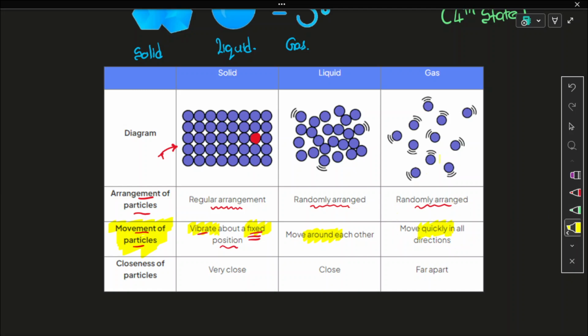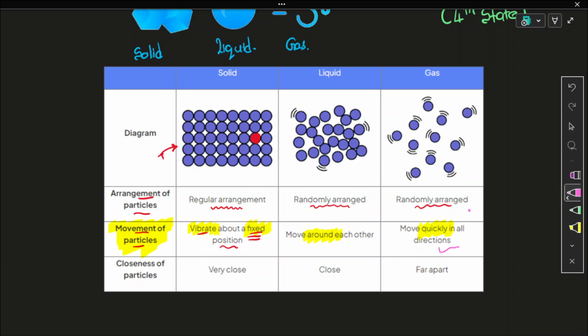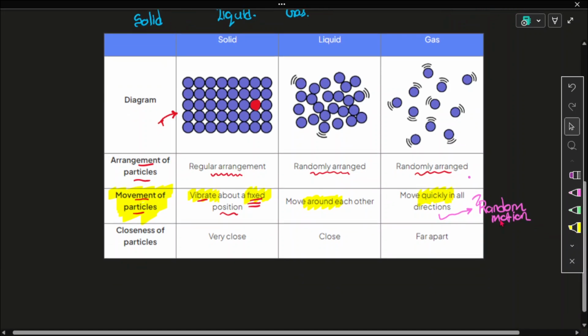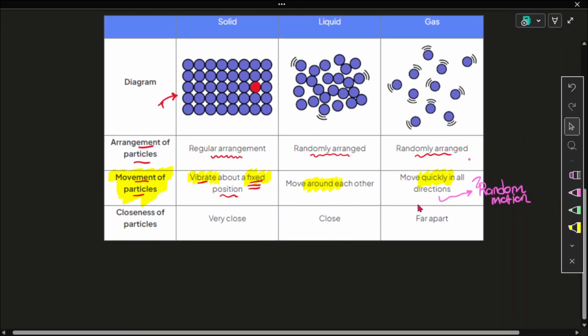In all directions. Now, here you see the movement of gas particles is described as it moves quickly in all directions. Honestly, in chemistry, we call this a specific thing. So when a gas moves very quickly in all directions, we simply say that the gas shows random motion. We call it random motion of gaseous particles. Every single gas will exhibit random motion. They randomly move apart in every single place.